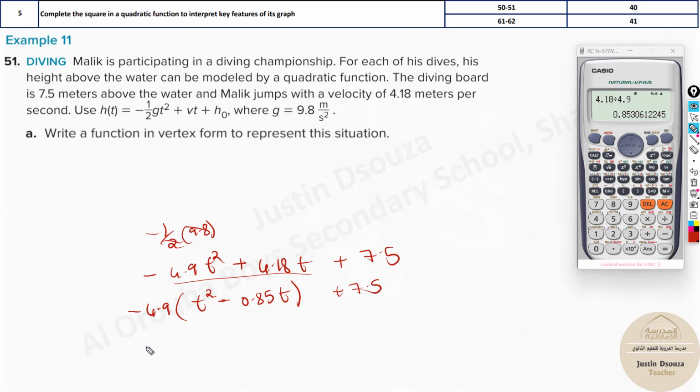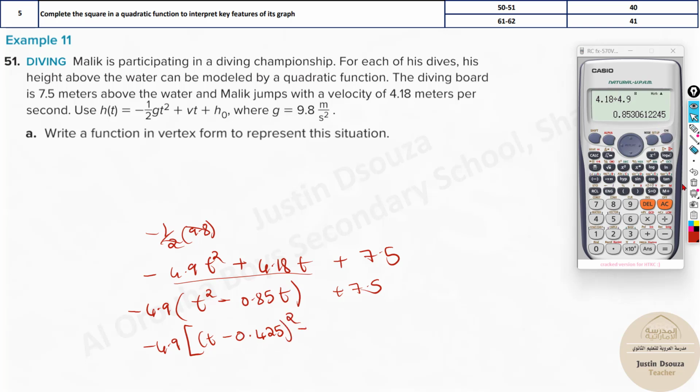Now we do completing the square. This remains over here. It will be t squared minus 0... Sorry, I'm writing it wrong. I'm writing the same thing. It's t minus half of 0.85, which would be 0.425, the whole square minus the square of this.